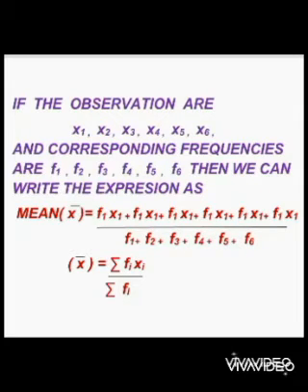So we can represent all this in a shorter form, by using the symbol sigma, children. Sigma means what? Sum, isn't it? So x bar is equal to sigma fi xi by sigma fi. Okay, so the mean formula of ungrouped frequency data we can represent by this formula, children. X bar is equal to sigma fi xi by sigma fi.